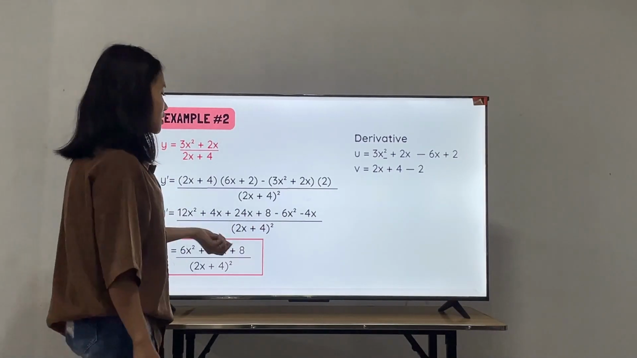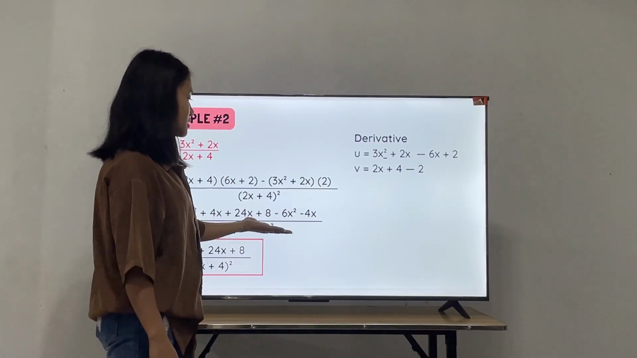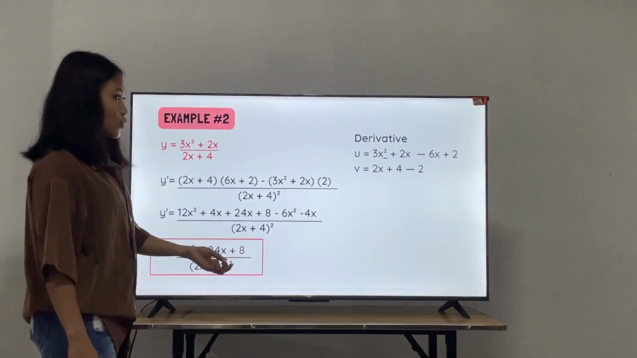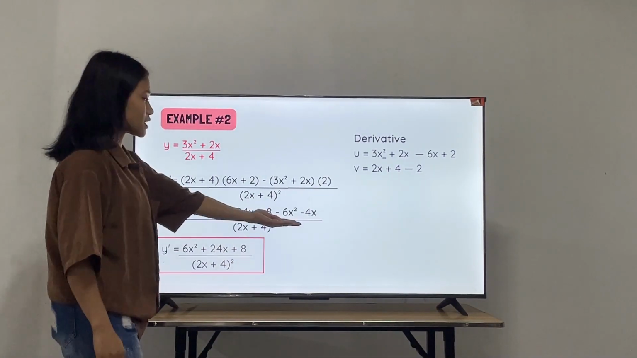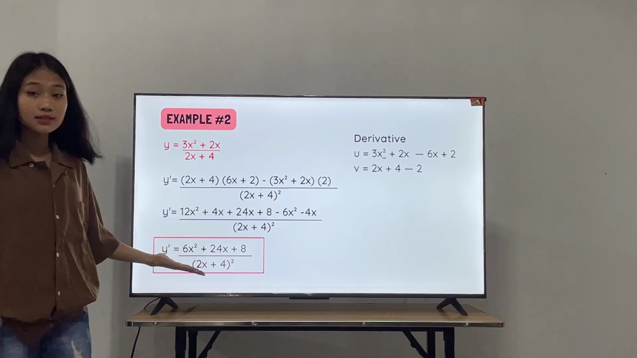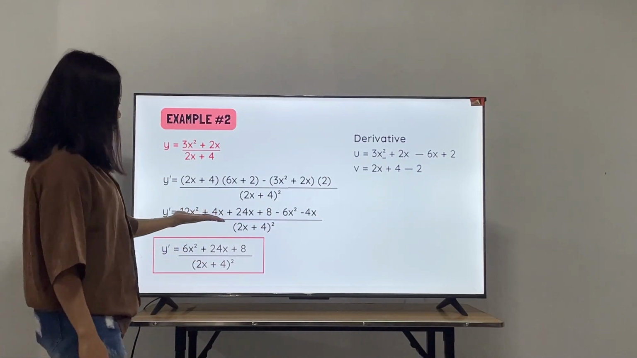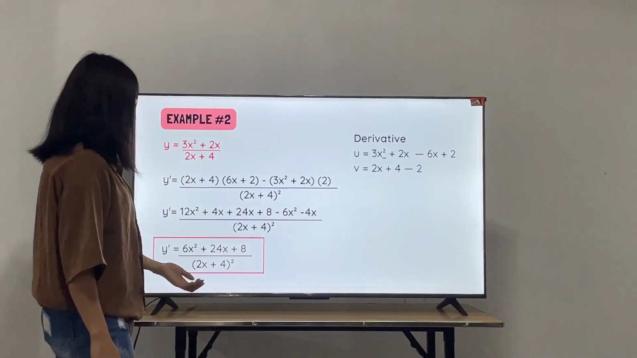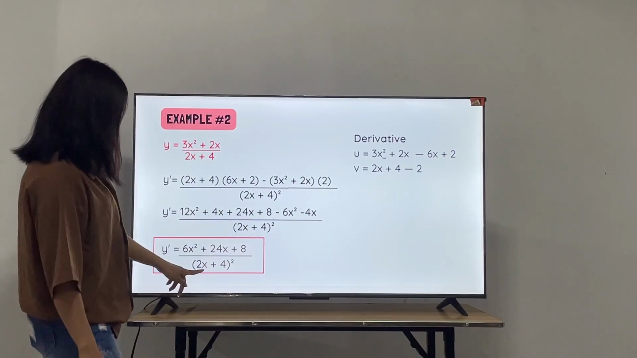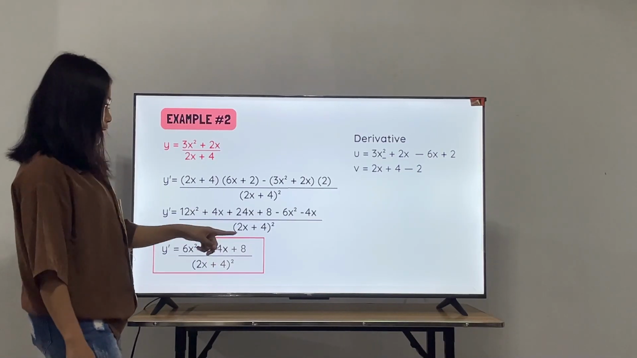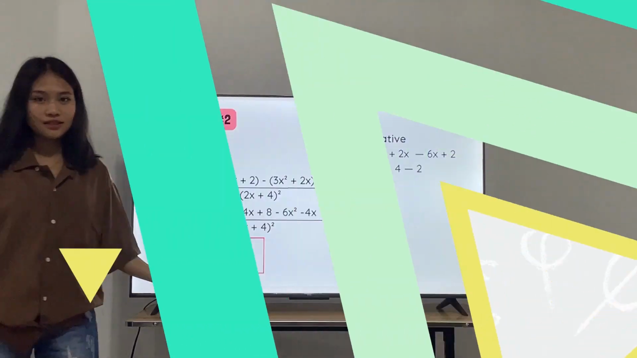Next, we distribute the negative sign on each term. We combine like terms. So 12x squared minus 6x squared is equal to 6x squared. And then 4x minus 4x is 0. Just simply copy 24x plus 8 all over 2x plus 4 squared. And this is our final answer.